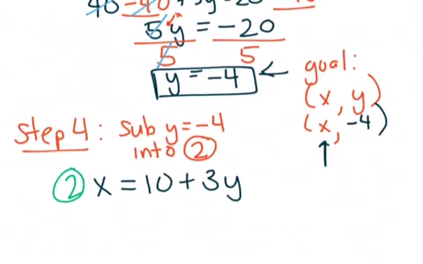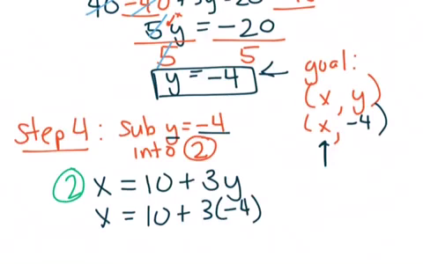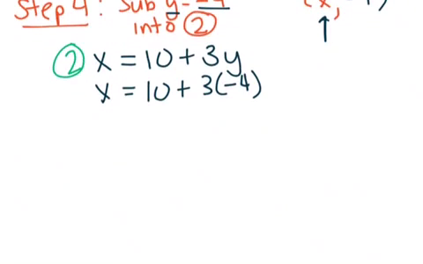All right, so let's sub y equals -4 into it. So we've got x equals 10 plus 3, and instead of y, we're going to write -4. Here we go. We've got x equals 10 plus 3 times -4, which is -12. So x equals 10 minus 12, which is -2.